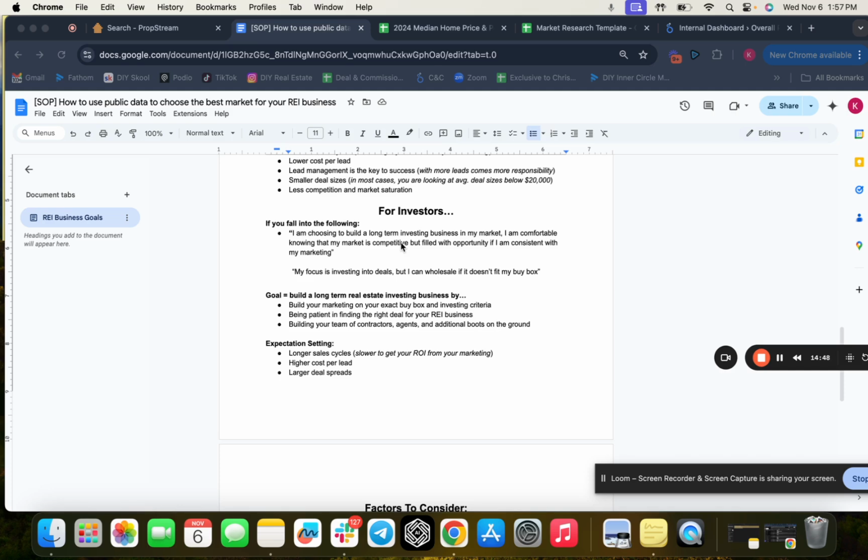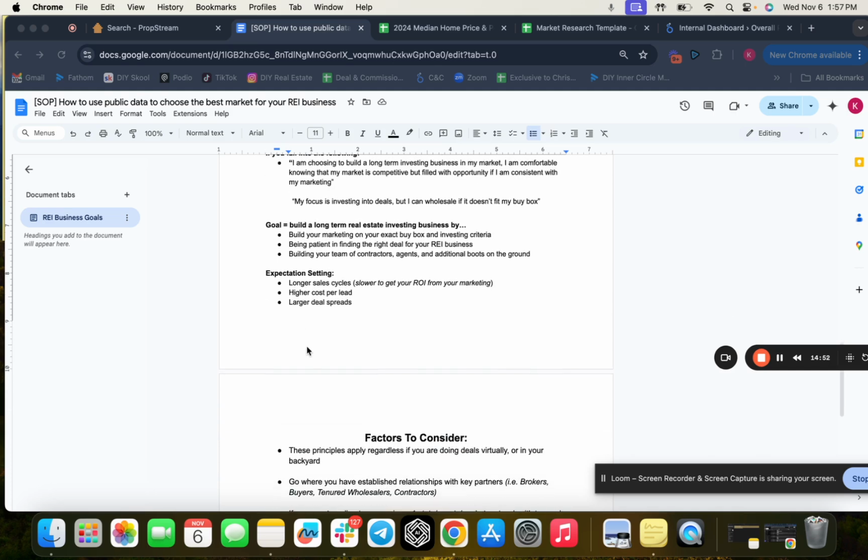You can still make money there and you can still find success, but the expectation that I want to set with all of you, and what you need to be prepared for, is longer sales cycles. So it's going to be a slower ROI on your marketing. Your higher cost per lead, absolutely. So it's just the cost of your marketing is going to be a lot greater to acquire these opportunities. And then you're also going to have, as a positive, larger deal spreads. So that is a bonus, right?